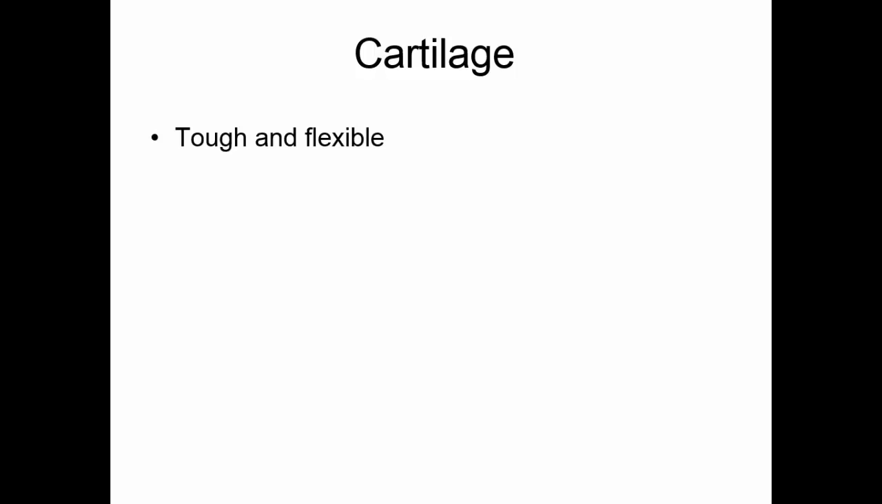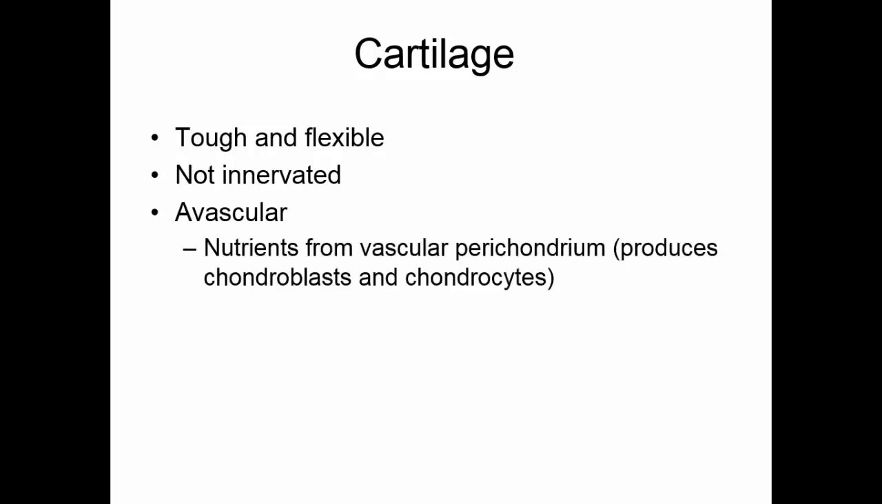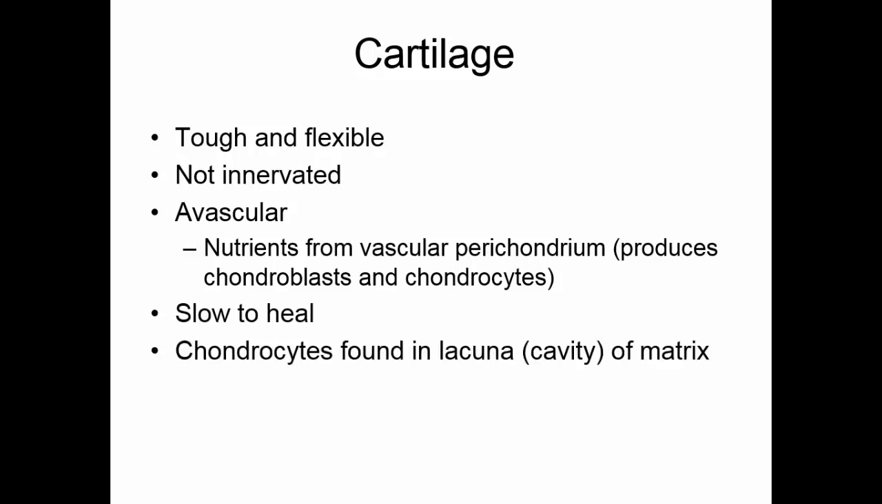Cartilage is a tough, flexible connective tissue that does not have a nerve supply and it does not have a blood supply. It is avascular. It is surrounded by a vascular perichondrium, and it's the perichondrium that produces the chondroblasts and the chondrocytes and provides nutrients to the deeper cartilage tissue. Because there is not a direct blood supply to cartilage, cartilage is very slow to heal. The chondrocytes, the cells that maintain the matrix, are found in cavities in the matrix. These cavities are called lacuna.